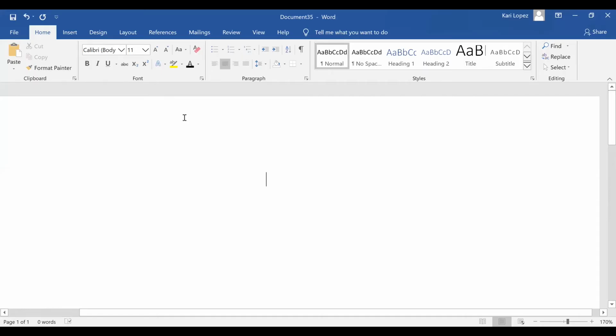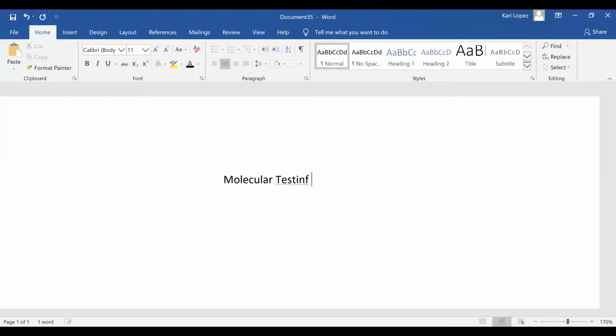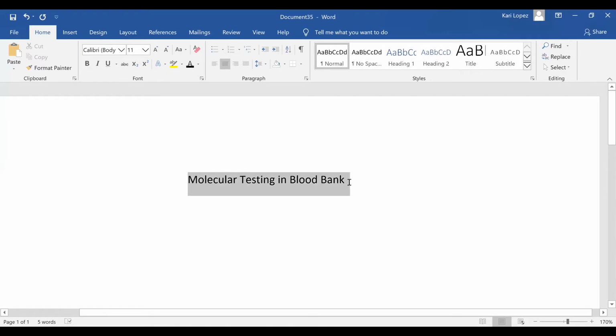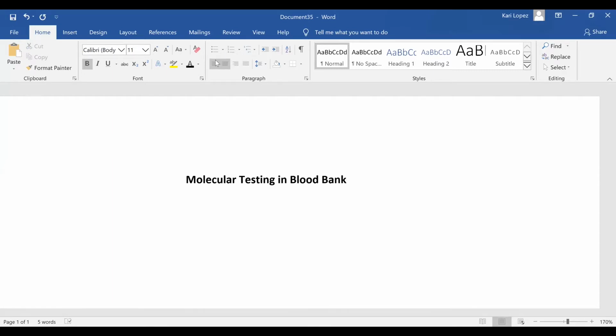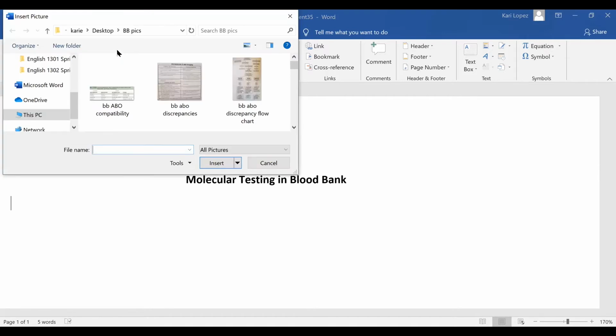Okay, so molecular testing in blood bank. And like I said, this is just barely scratching the surface, maybe more like blowing the surface. So I wanted to start with a picture for some reasons that you would even be running molecular testing.